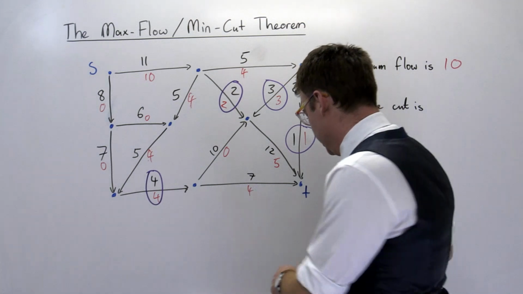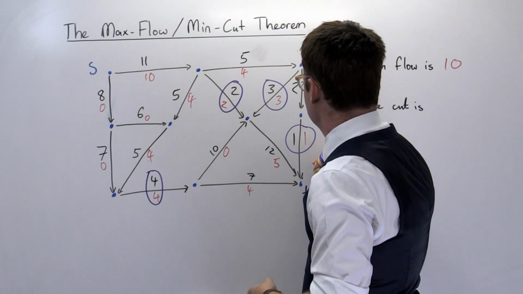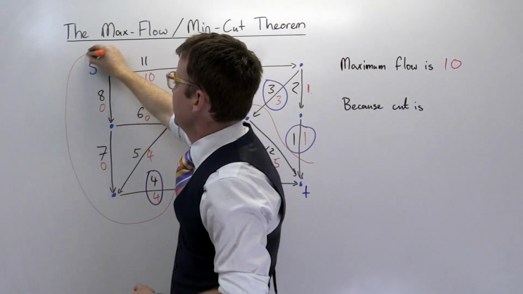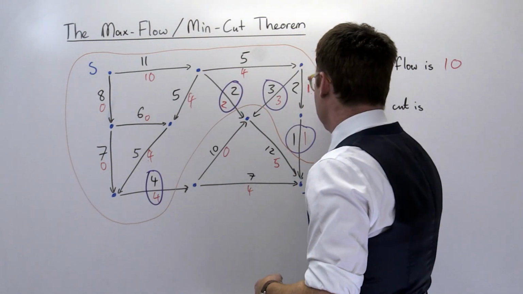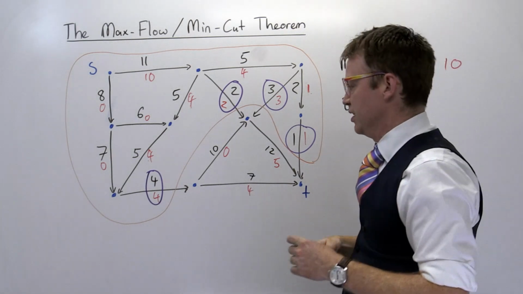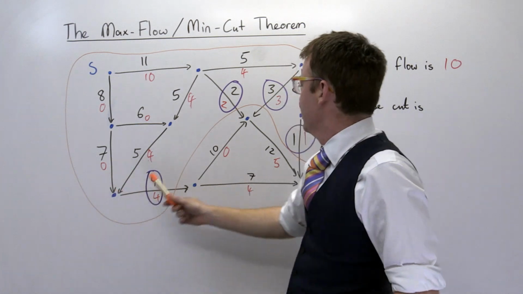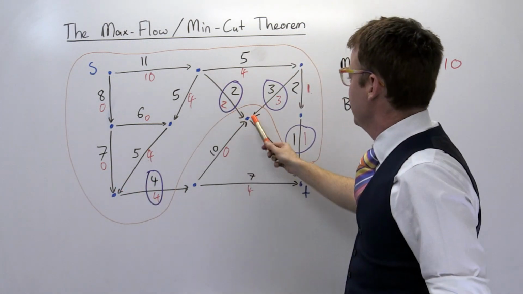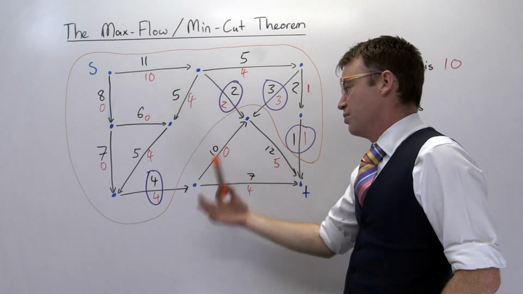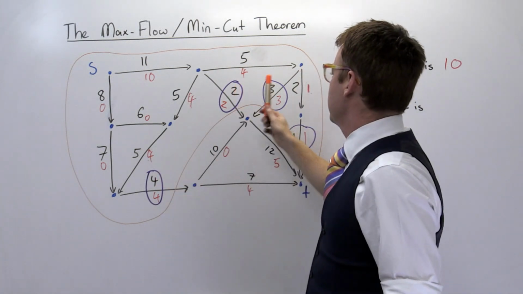Maybe I'll do it in orange. My cut goes like this. You can see that it is a cut because I'm going to kind of completely encircle the source. And so this separates the source from the sink. The edges that are in the cut, well, this one, source is on the source side. This edge, source is on the source side. This edge, source is on the source side. And this edge, source is on the source side. So I count all these edges and I count the capacities, 4, 6, 9, 10.